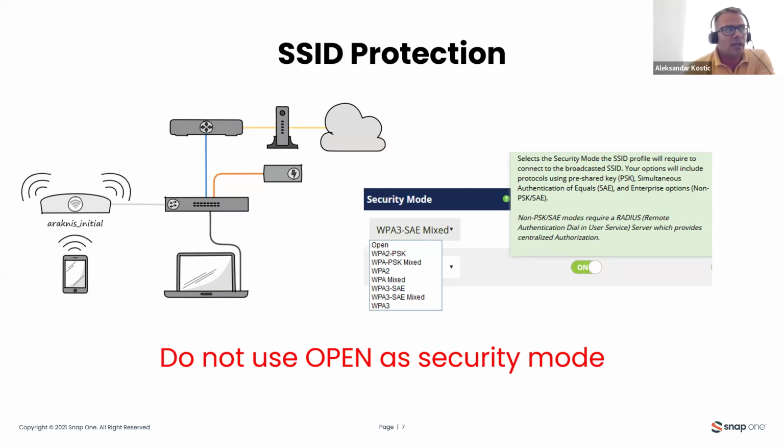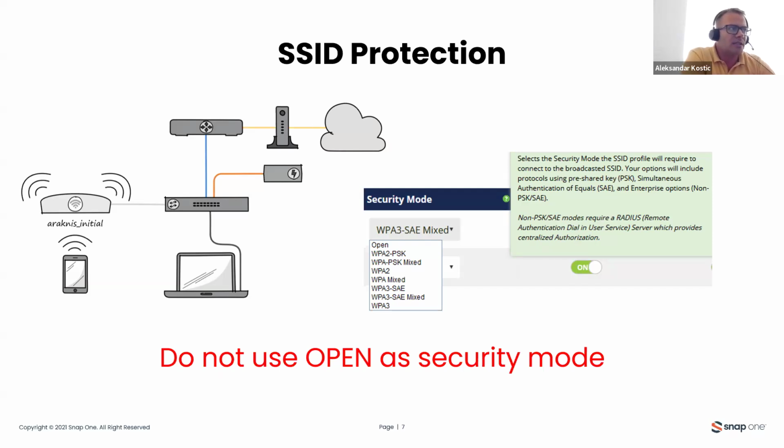So I would say that the best option in that case would be to use WPA3 mixed, which means the access point first tries to authenticate using the latest security protocol, and if the device is not supporting that, it decreases to the previous one, WPA2.